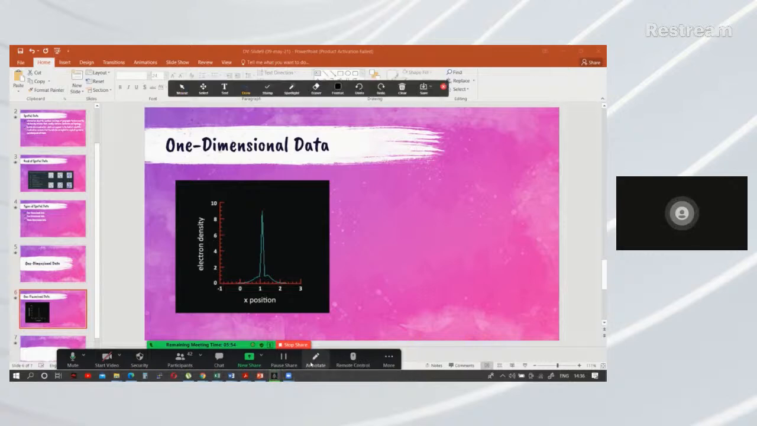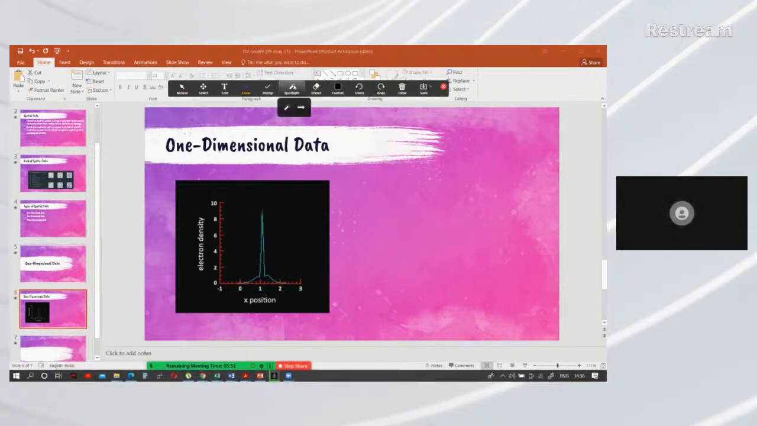Now observe the line graph here. In this line graph, this is a representation of electron density in an electrode. The value varies only from -1 to +3 on the x-axis position, whereas the other values are all kept constant.